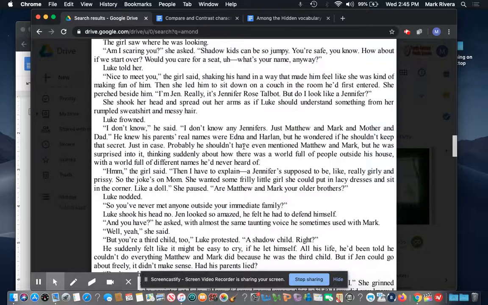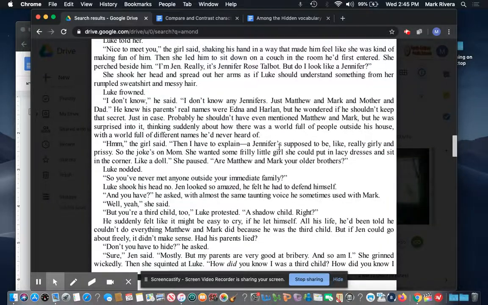"Nice to meet you," the girl said, shaking his hand in a way that made him feel like she wasn't kind of making fun of him. Then she let him sit down on a couch in the room he'd first entered. She perched beside him. "I'm Jen. Really, it's Jennifer Rose Talbot, but do I look like a Jennifer?" She shook her head and spread out her arms as if Luke should understand something from her rumpled sweatshirt and her messy hair. Luke frowned.